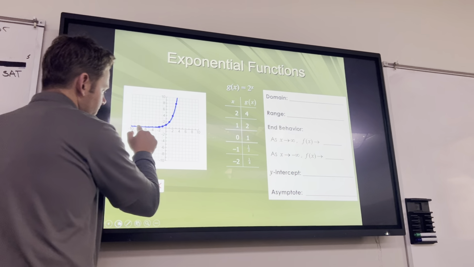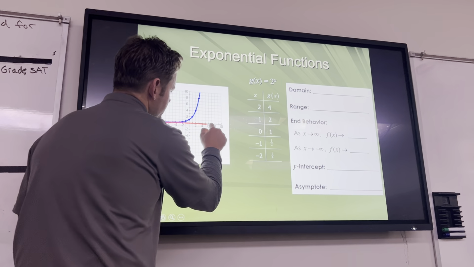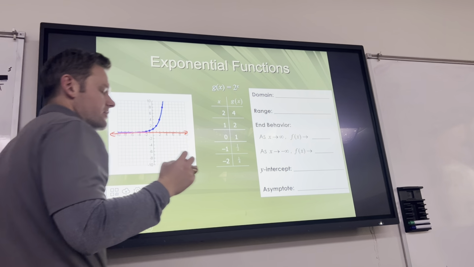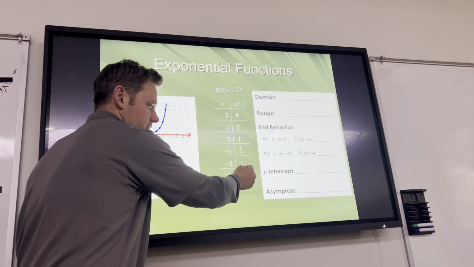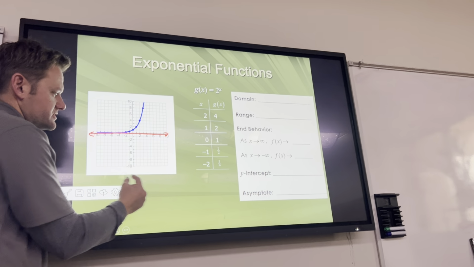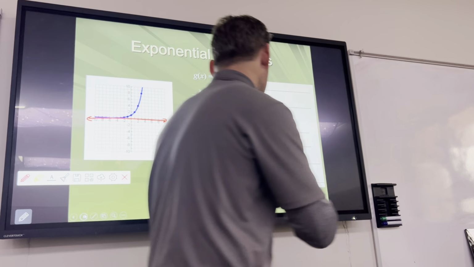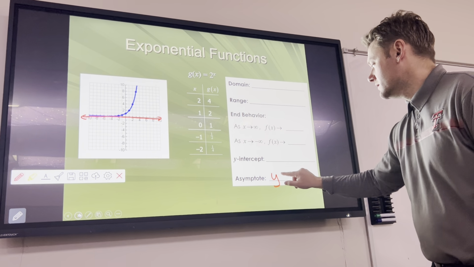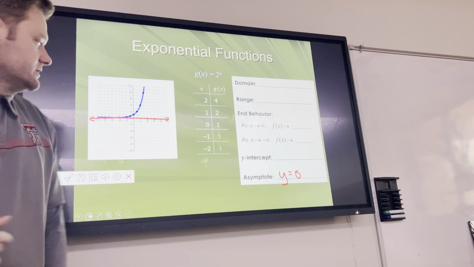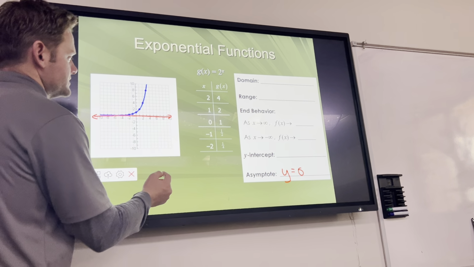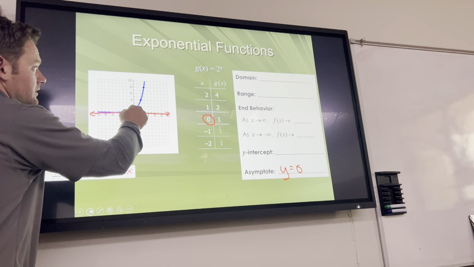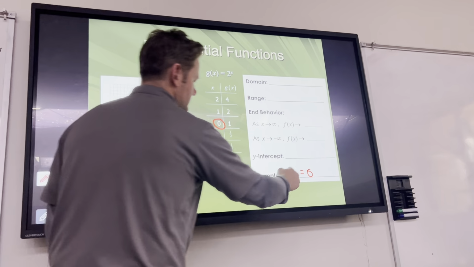So I'm getting really, really close to 0 here. As I'm getting smaller and smaller fractions, the denominator is just growing, so it's getting close to 0. That is an asymptote at y equals 0. Well, what is my y-intercept here? I know my y-intercept is (0, 1), (0, 1).